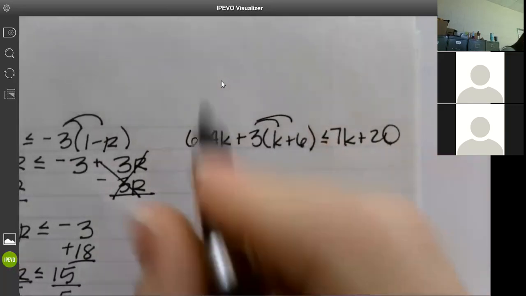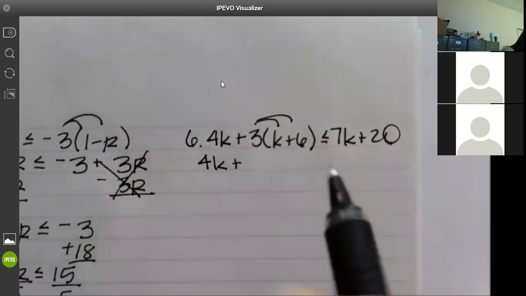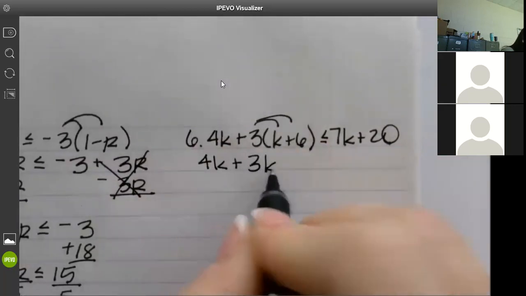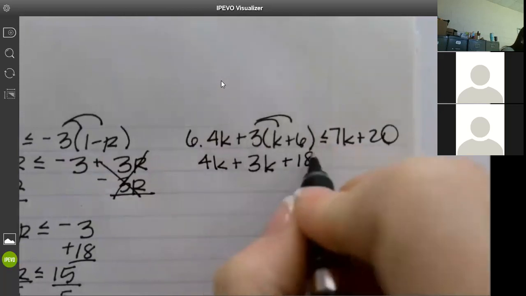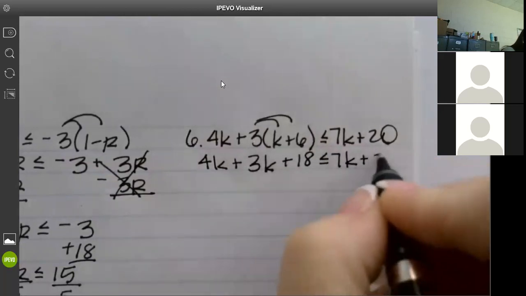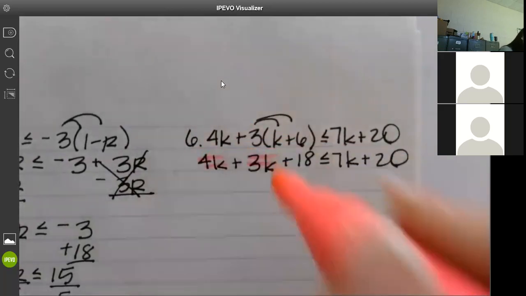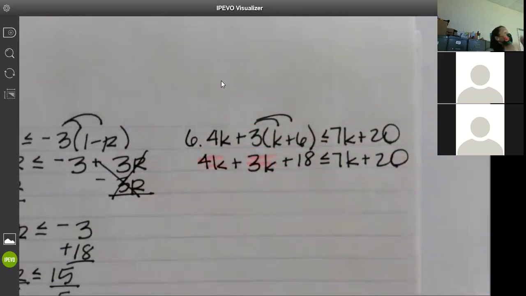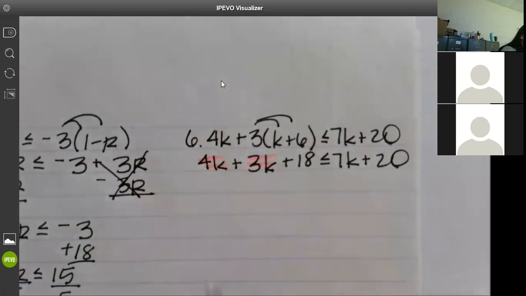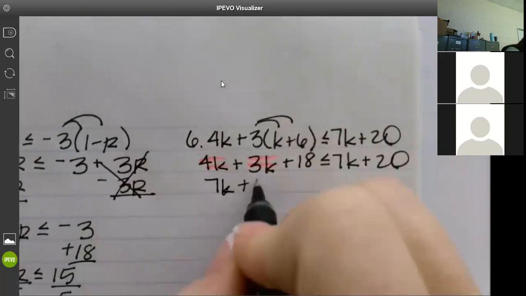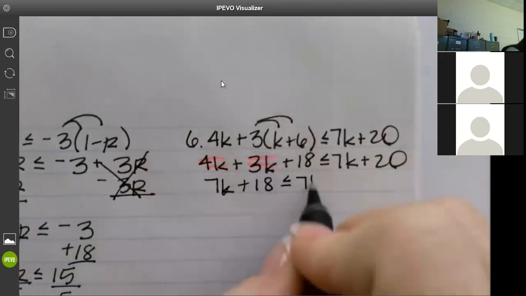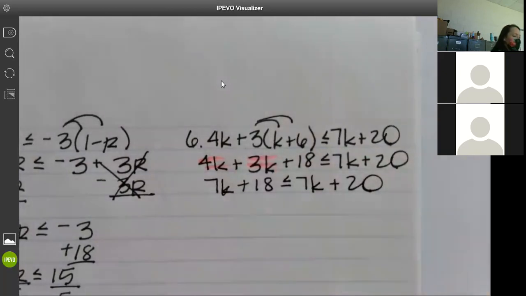Parentheses, so we're going to distribute in. So we have 4k plus 3 times k is 3k. 3 times 6 is 18. Less than or equal to 7k plus 20. Before we do anything else, you guys look. We have like terms right here side by side. If they are on the same side, you just squish them together. Don't change their signs. Don't do anything crazy. Just literally add them. 4 plus 3. What is 4 plus 3? 7k. Then we have a plus 18 less than or equal to 7k plus 20.